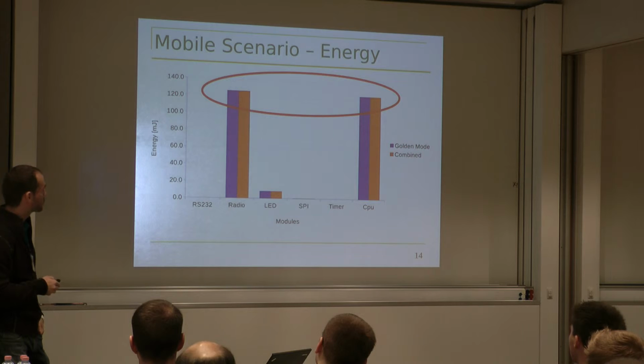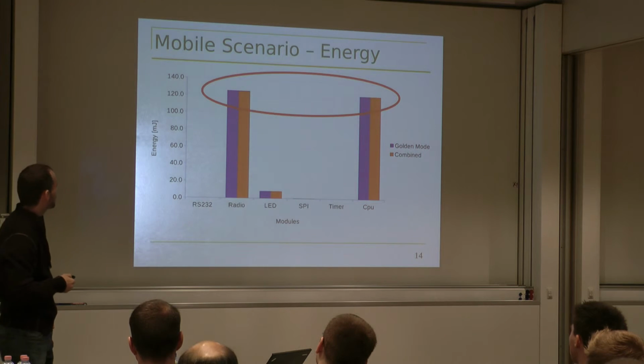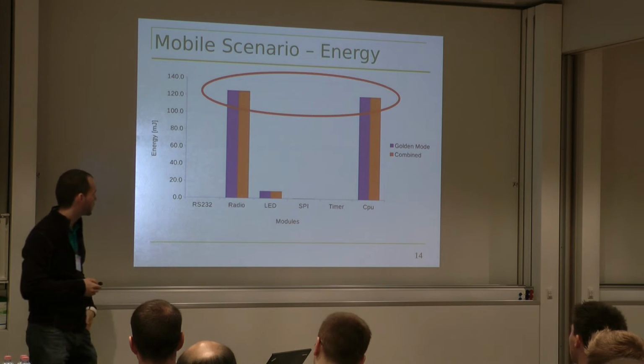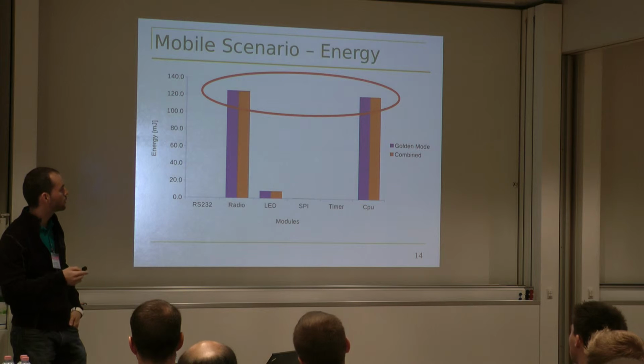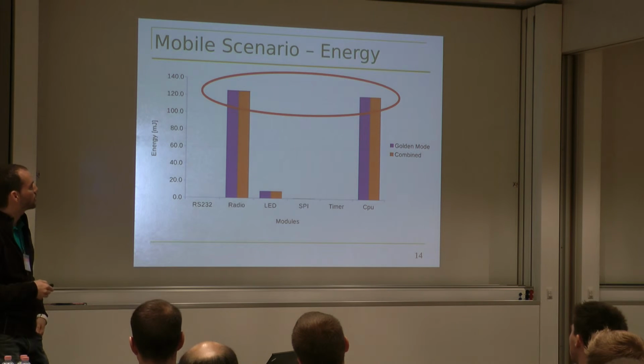Then we also investigated the energy consumption of the mobile sensor node. Here you have the energy on the y-axis and the several modules available in a node on the x-axis. And as you can see, the energy consumption between the two frameworks matches exactly.